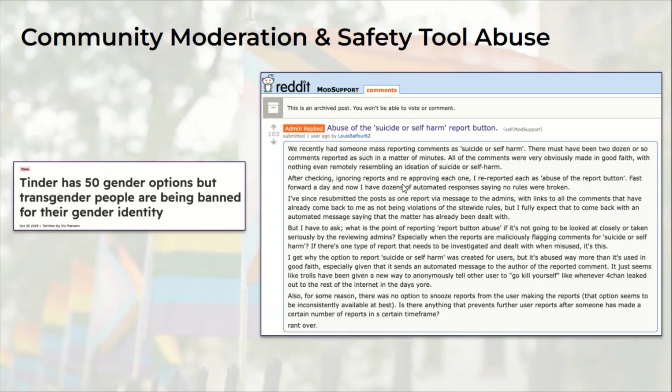In addition, we've seen that on several social media platforms, and particularly amongst queer communities, there is abuse of the reporting function, and in this case, the suicide and self-harm function, where you see a lot of queer and LGBTQ users who are being reported and actioned against for just talking about their lived experience and their gender identity.